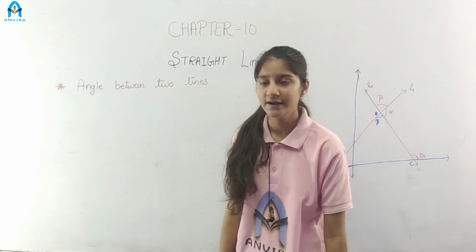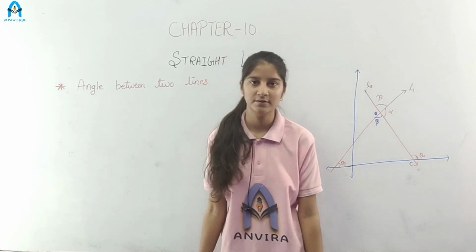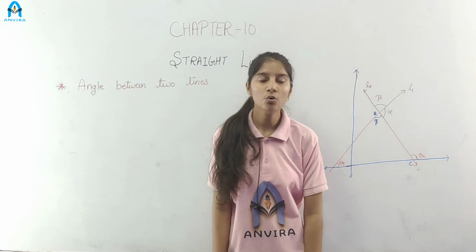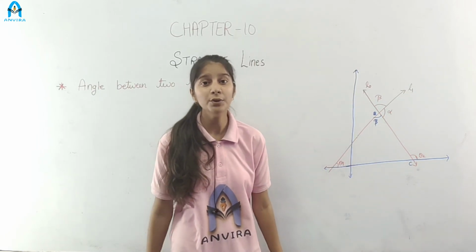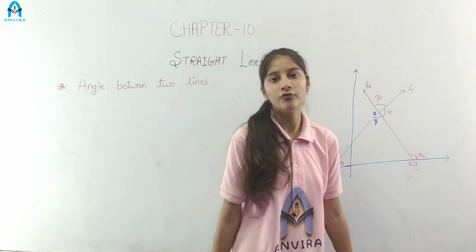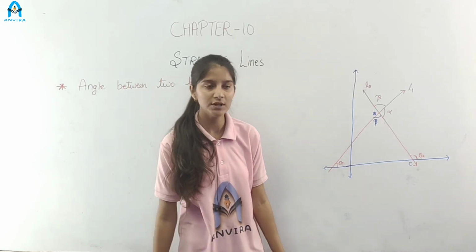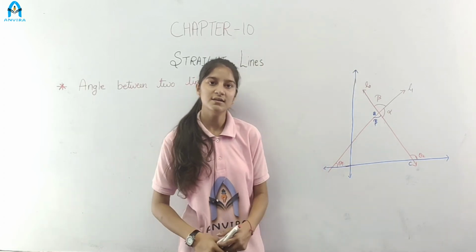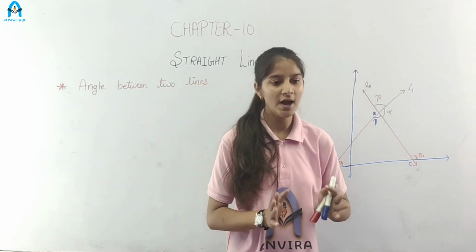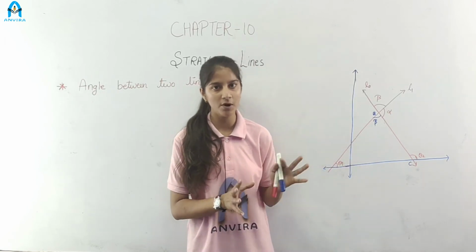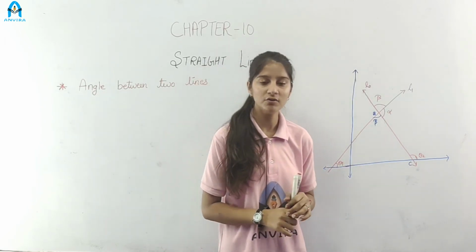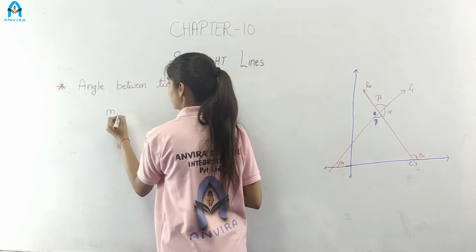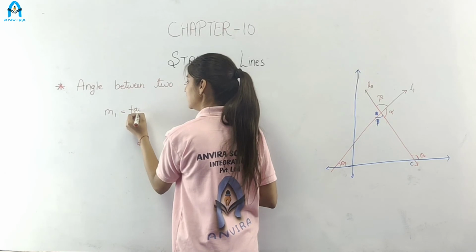Now we will find the angle between the two lines. If we are given two lines L1 and L2, how can we find the angle between both the lines? For finding the angle between both the lines, we have to recall our previous knowledge of slopes, since this chapter is of straight line and we have studied in this chapter only about the slopes. So what have we studied about slopes? Slope of any line is given by tan theta.